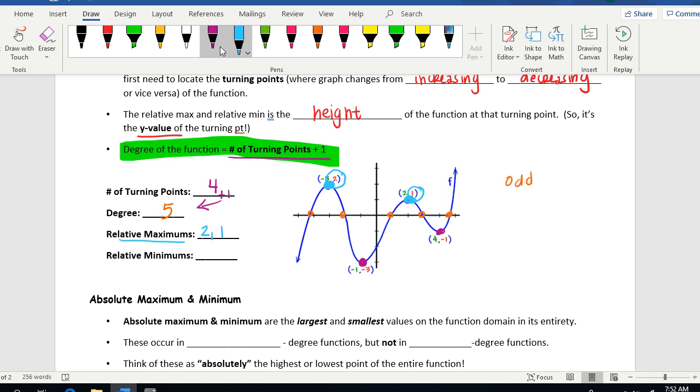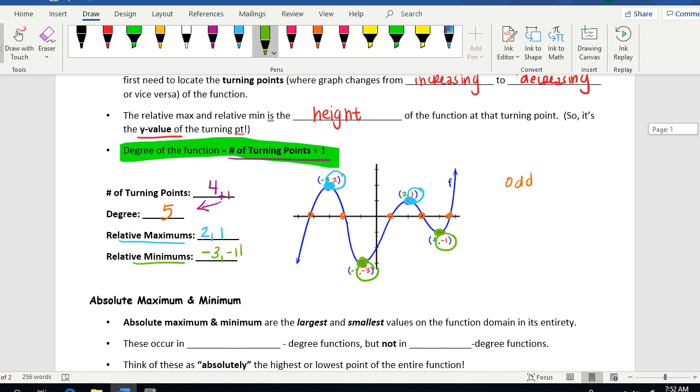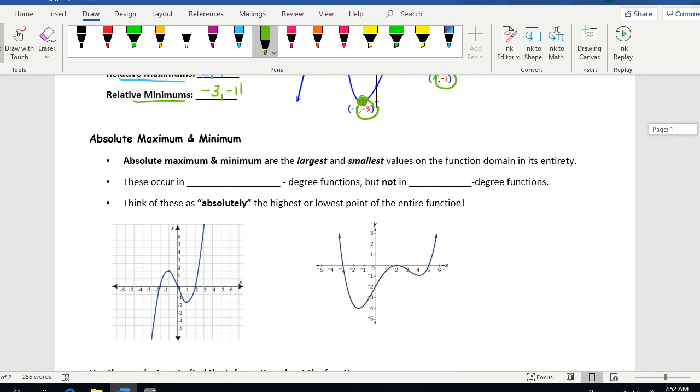Now I'm going to go look for my relative minimums. So those are my valleys, and again, I have 2 valleys here. And I'm looking at the y value, so that's -3 and -1. So those are relative mins and relative maximums.